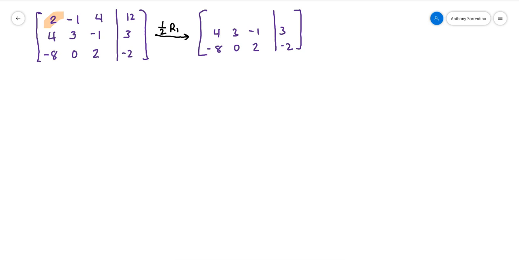Half of row 1, half of 2 is 1. Half of -1 is a -1 half. Half of 4 is 2. Half of 12 is 6. So that's what I've transformed this into. Now I want to establish my zeros here and here. I'm going to indicate 2 row operations at the same time because I'm going to do similar things to get my zeros. It also saves some space.